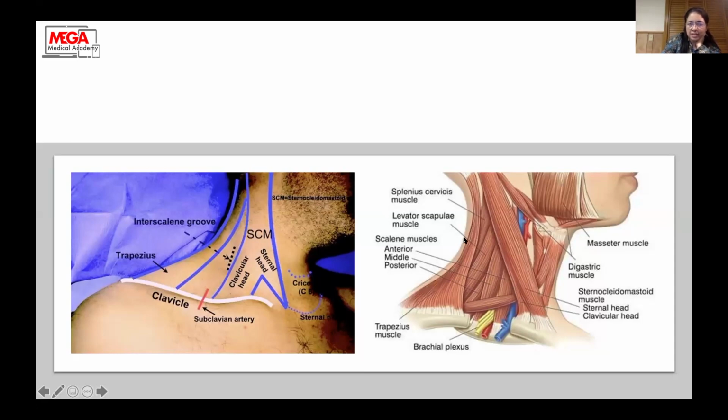So what is behind that? This is the sternocleidomastoid muscle. It has two heads. One is the sternal head and one is clavicular head. And this is the trapezius, the back one. Inside you feel a depression. This is the interscalene. So in the interscalene, you have the anterior scalene here, the middle scalene here, and posterior scalene here. You're going to be dealing with these muscles, and the nerve plexus is going to be in between these muscles.